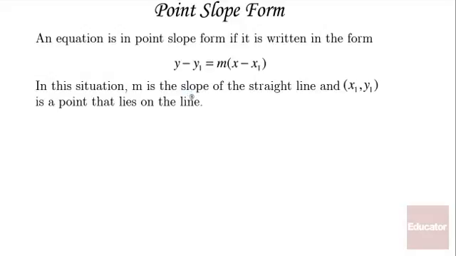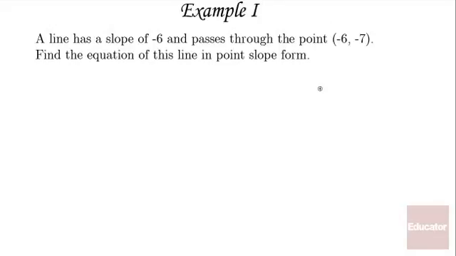If you have an equation in this form, you can manipulate it to put it in other forms, such as the slope-intercept form. In this situation, m is the slope of the straight line, and x1, y1 is the point that lies on the line. So this gives you a lot of information and allows you to do graphing or to put the equation in other forms. For example, a line has a slope of -6 and passes through the point -6, -7.